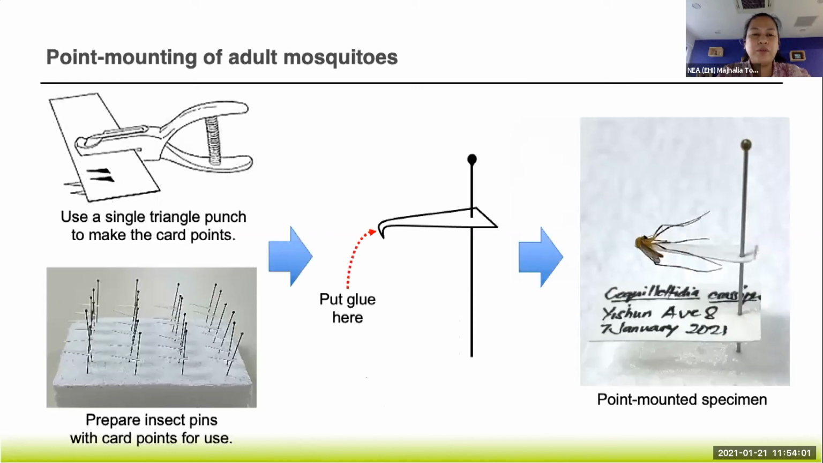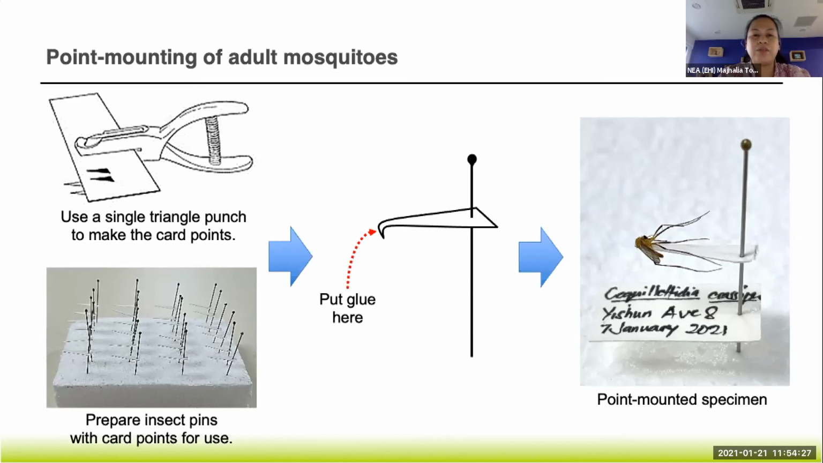So when you're doing point mounting, you can use this puncher that creates single triangular card points, and you can prepare your card points well ahead of time before you do your mounting. Then at the end of your card point, you can put a bit of glue, and then you can just stick it to one side of your sample.